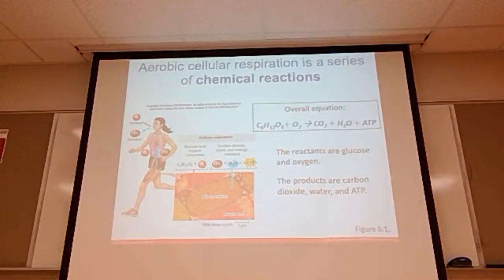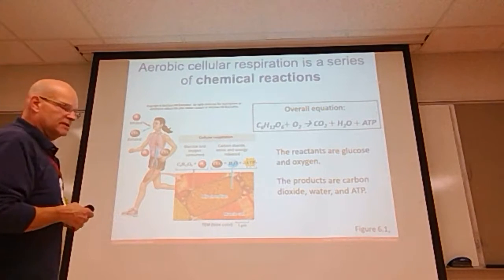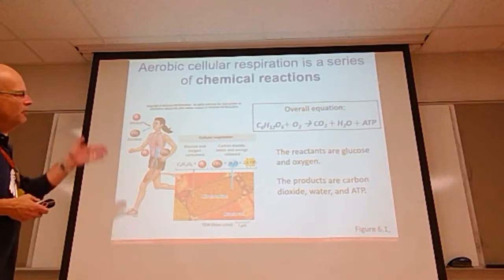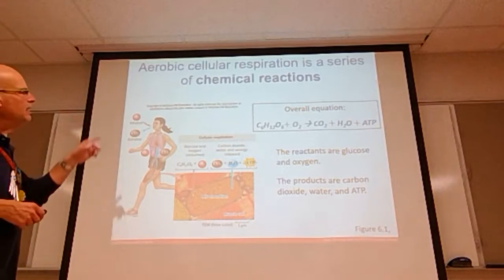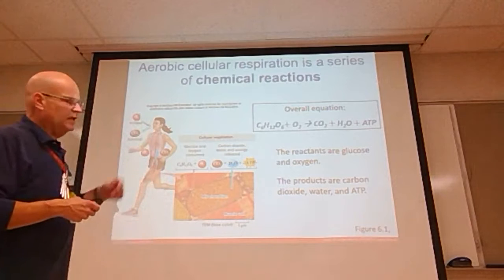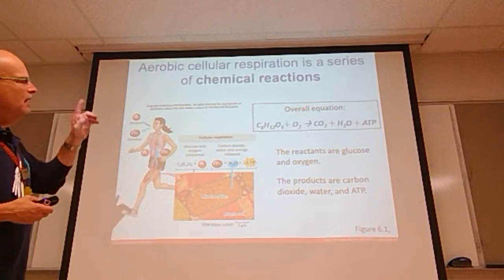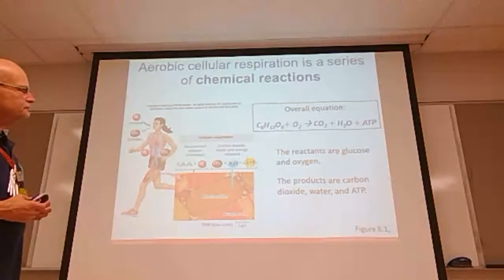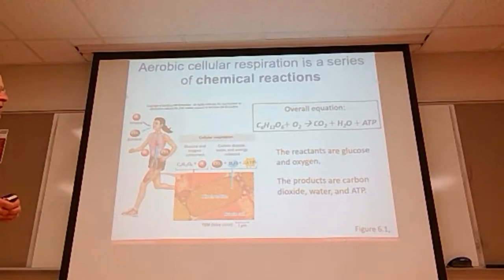Aerobic cellular respiration is a series of chemical reactions. The overall reaction is C6H12O6, that's glucose, a simple sugar, plus oxygen, which we breathe in, yields carbon dioxide gas, which we breathe out, H2O, and ATP. The reactants are glucose and oxygen. The products are carbon dioxide, water, and ATP.